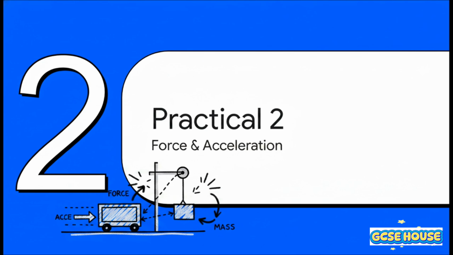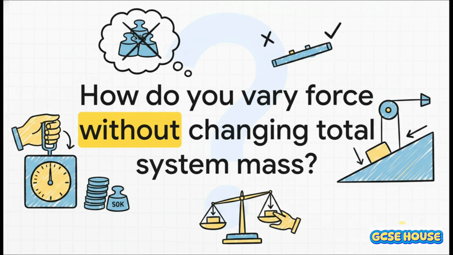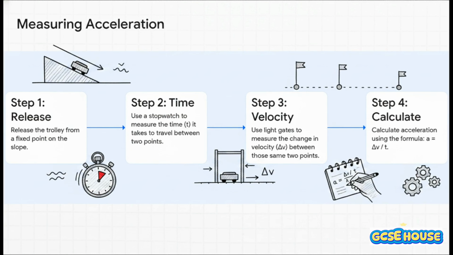It's time for Practical 2, Force and Acceleration. This is a classic exam trap. So many people get this wrong, but the solution is actually really simple, and it's the key to making it a fair test. Measuring acceleration is a 4-step process.